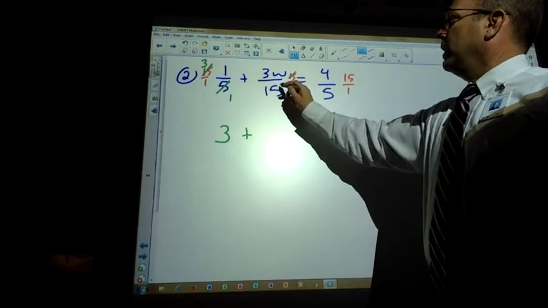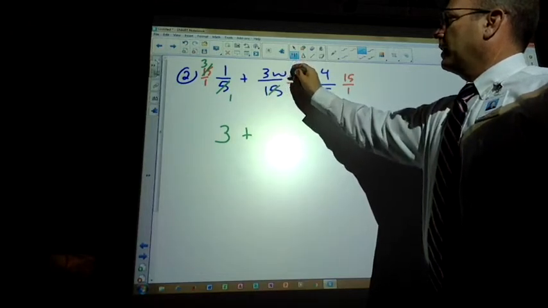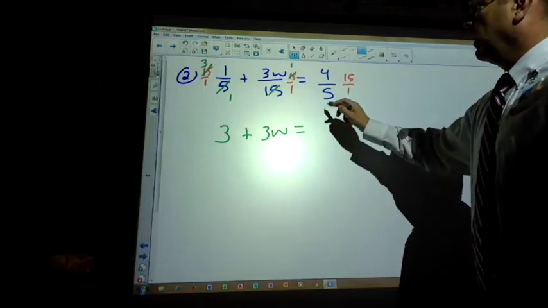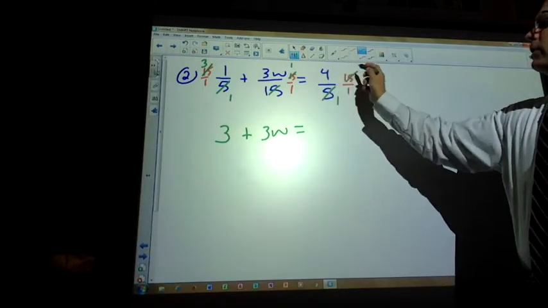Plus 15 reduces here. When you multiply fractions, you reduce top to bottom, right? And that gives you a 1. 1 times 3w is 3w. And then, how many times does 5 go into 15? 3 times. And what is this? Give me 12.